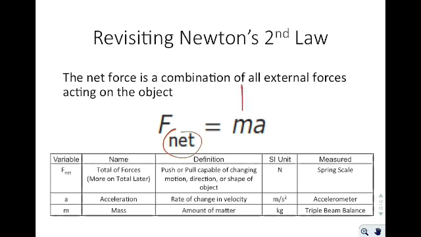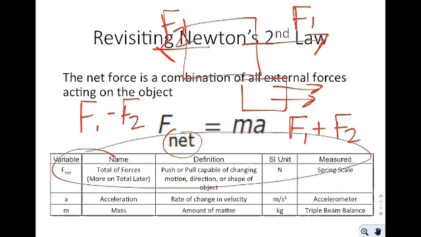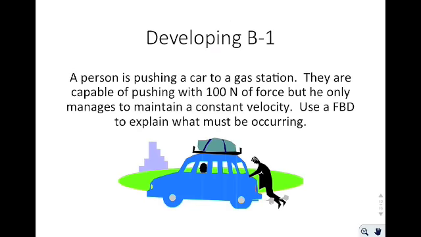So for example, if I have a box and two people are pushing in the same direction, I would have to add the two forces together, F1 plus F2. But if I have a box and I have one person pushing this way and one person opposing, I'd have F1 and F2. I'd have to say F1 minus F2. So you have to make sure that you combine the forces in the way that they're supposed to get the net force. So now you have a person that's pushing a car to a gas station.